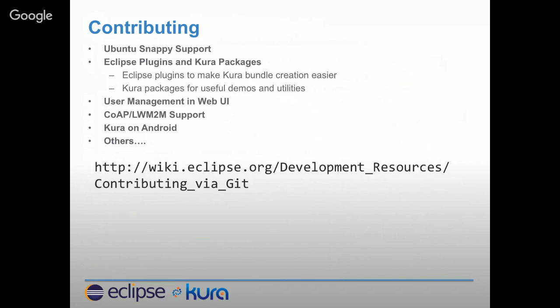So what I've outlined here are things that we immediately know are good places for getting contribution. Things like getting support for Ubuntu Snappy, doing plugins and packages. These two things are huge. From the Eclipse standpoint, creating plugins that allow the creation of bundles for Kura to be easier. For Kura specifically, if you have a good application or a good utility for Kura, let's put that in a nice, clean package that somebody can just take and install into their framework and use it.